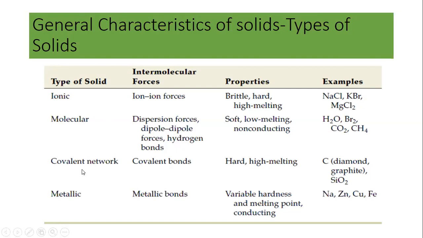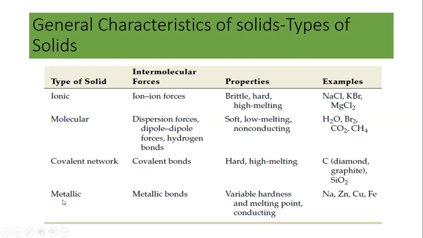Moving to the third type of solid, it is called the covalent network. As you know, it is different from the molecular solid, because these are giant molecules, like in the case of diamond, graphite, or silicon oxide. The atoms in the whole of this network are bonded with covalent bonds, and they are present in the network. That's why they are called covalent network solids. They are very hard and have high melting points or boiling points.